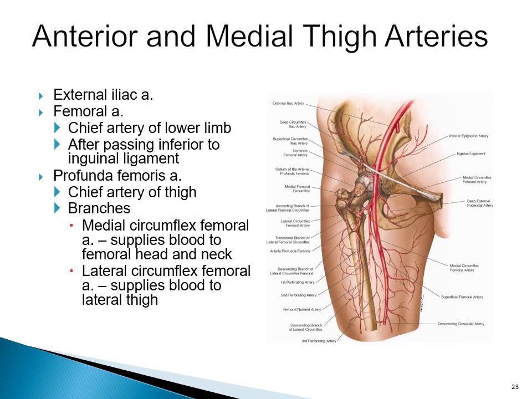The important arteries are the external iliac artery, the femoral artery, the profunda femoris artery, and this gives way to the branches of the medial circumflex femoral artery, which supplies the femoral head and neck, and the lateral circumflex femoral artery, which supplies the lateral thigh.